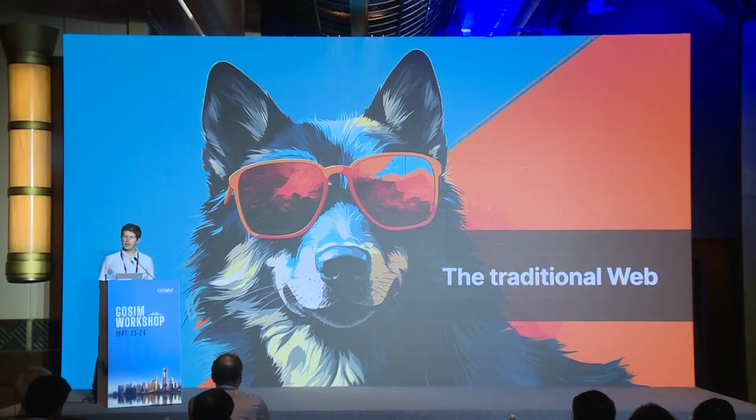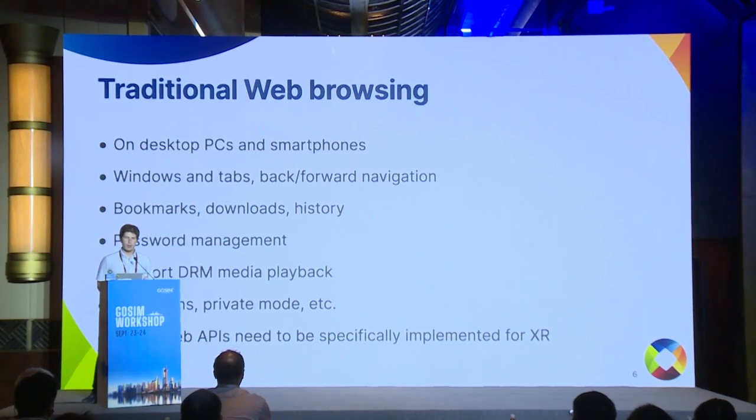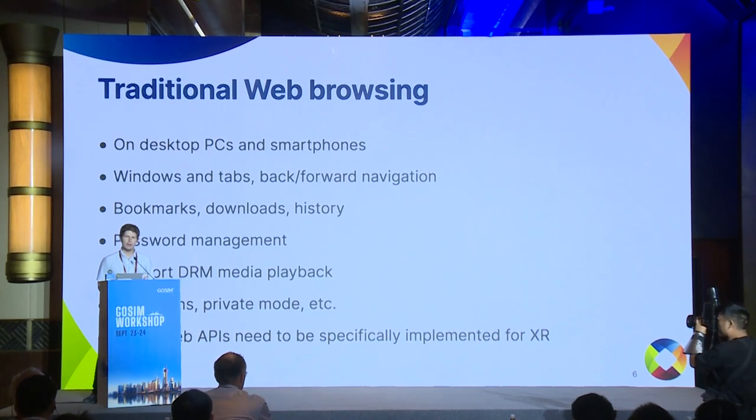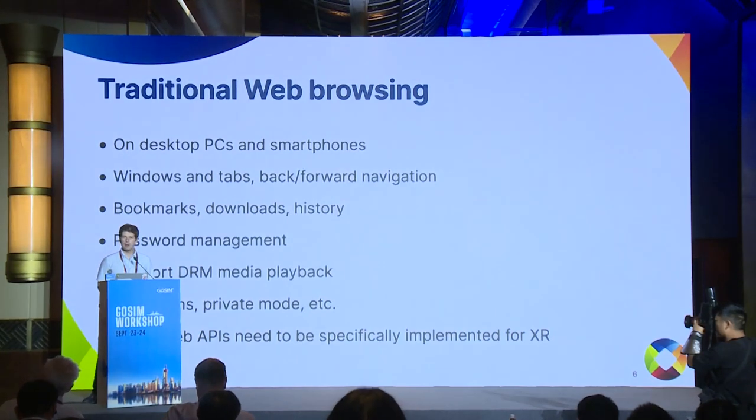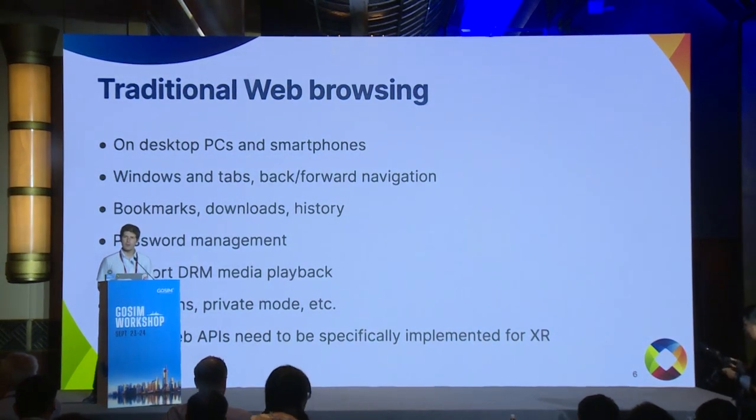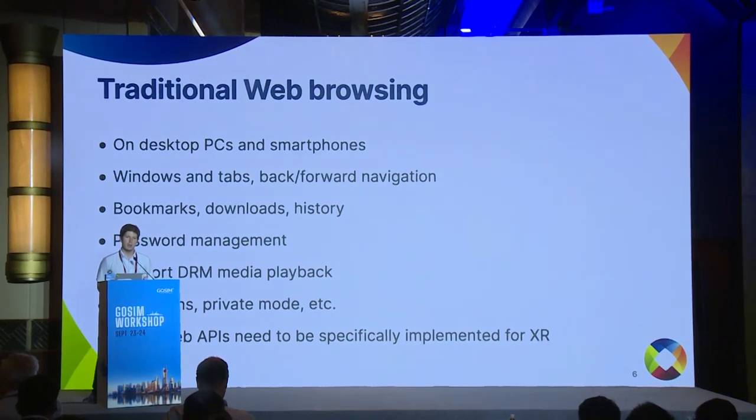So let's start talking about the traditional web, the web as we experience it in our desktop or in our phones nowadays. When we think about that, we think in terms of windows, in terms of tabs, of moving back and forward in the navigation, and also additional functionality like bookmarks, keeping track of the history, keeping a list of downloads, managing passwords, playing media, maybe even adding extensions, for example. And all of this needs to be translated to an extended reality context, because that's basically the experience of the web that users are familiar with and they expect and they find most useful.